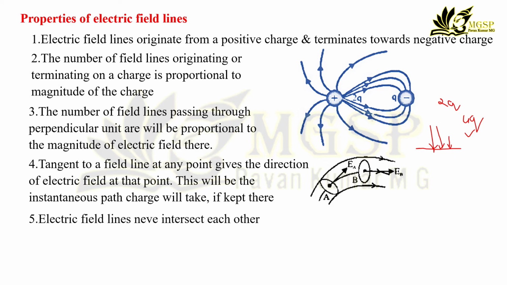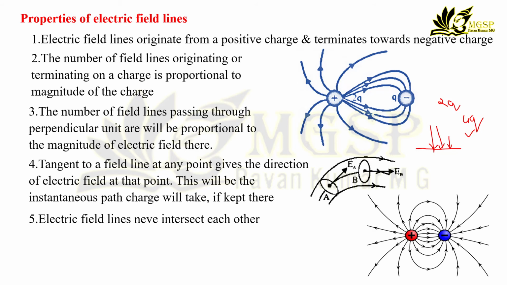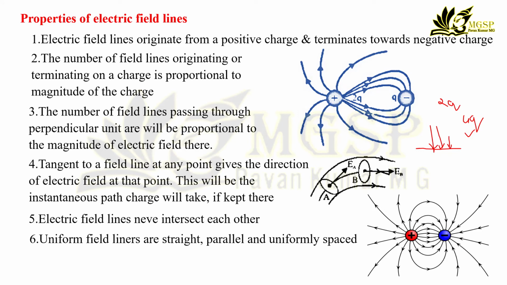When an electron is moving, this gives the path in which the charge will move. Electric field lines never intersect, and they never form a closed loop. I can see here that the lines are not intersecting each other anywhere. Okay, uniform field lines are straight. When I consider a uniform field, suppose the field lines come like this, going from infinity to infinity, from positive to negative, these are uniformly spaced, straight lines, and they are parallel.